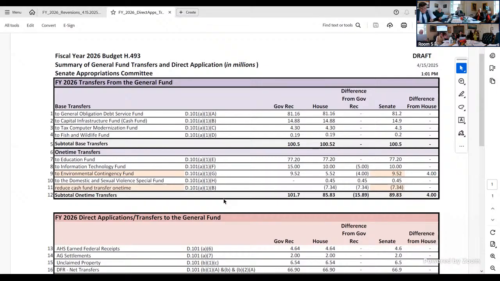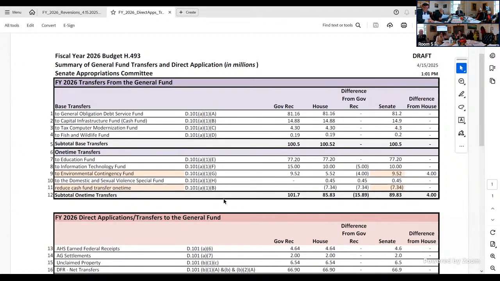And the last one is the reduction in the cash fund transfer, and we're calling this a one-time thing, to try to maintain the base transfer to the cash fund. But per conversations between the Corrections and Institutions and the House Appropriations Committees, they determined that they could reduce the transfer to the cash fund by $7.34 million. But they still have the $14 million transfer. So the net impact is a $7 million transfer to the cash fund.